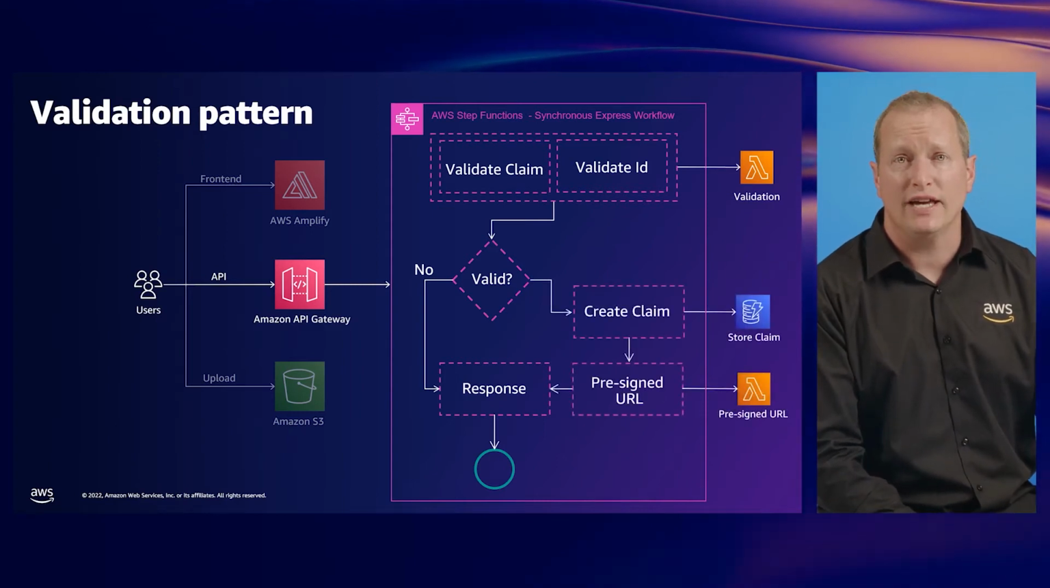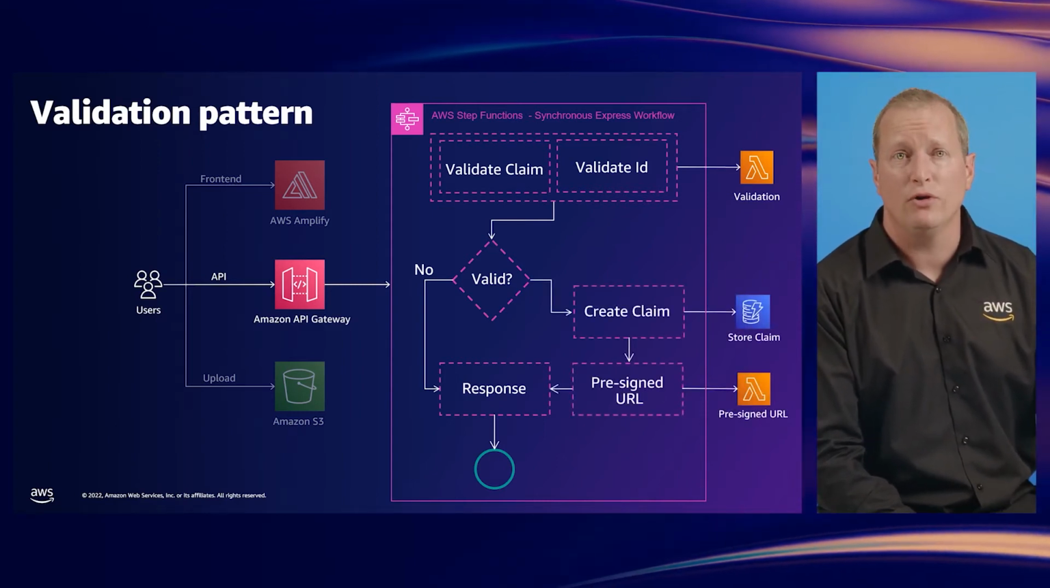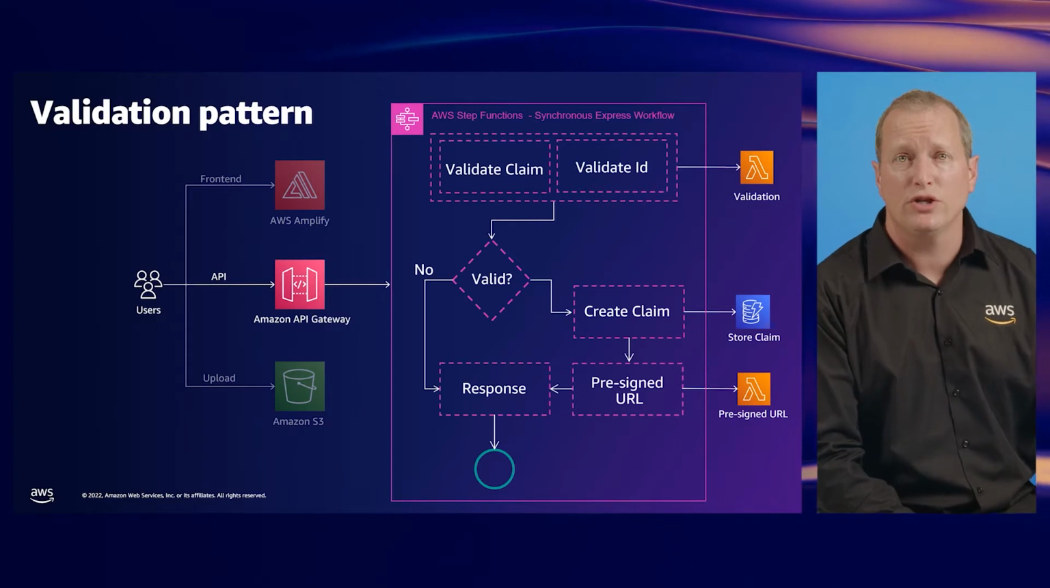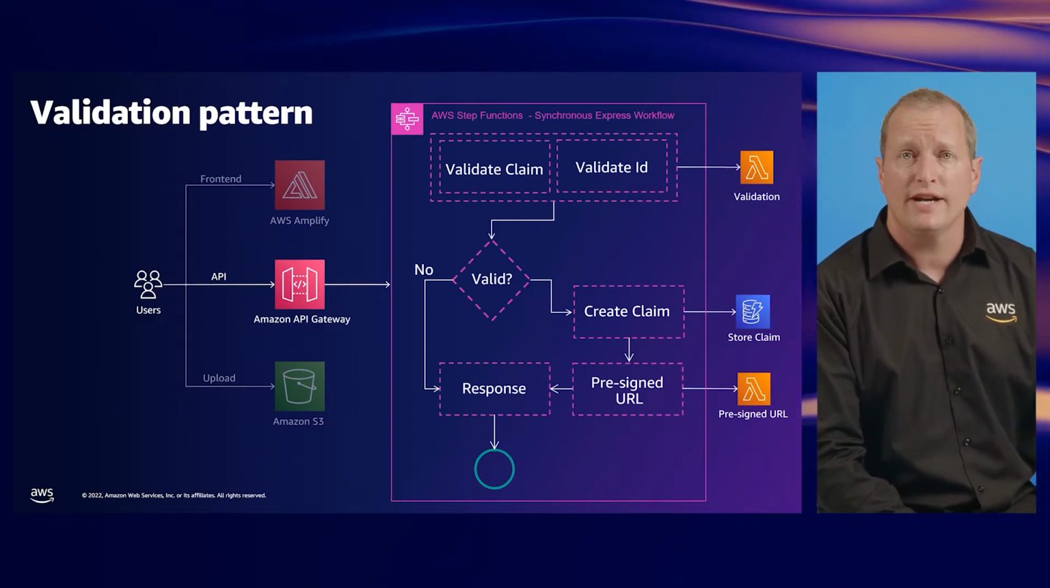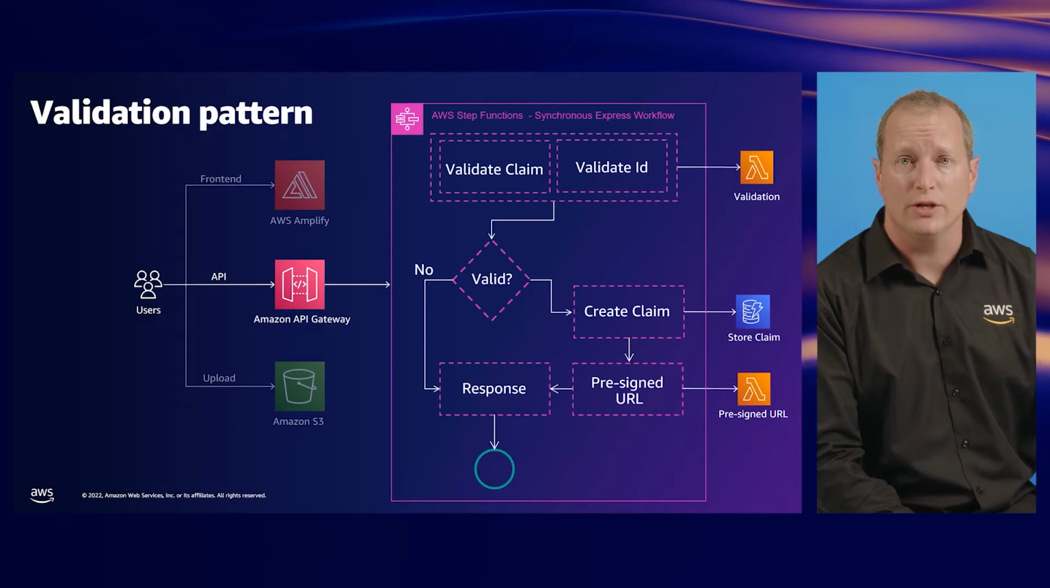If the validation succeeds, a record is saved in DynamoDB and an S3 pre-signed URL is provided so the front-end application can upload the receipt image.